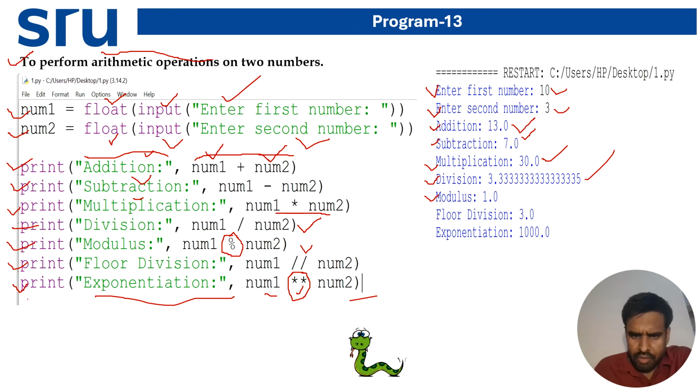Now modulus means remainder. If you divide 10 by 3, the remainder will come as 1. Floor division means the resultant part only, so 10 divided by 3 gives 3. Exponential means 10 to the power 3. 10 to the power 3 means 1000. It will give the result 1000.